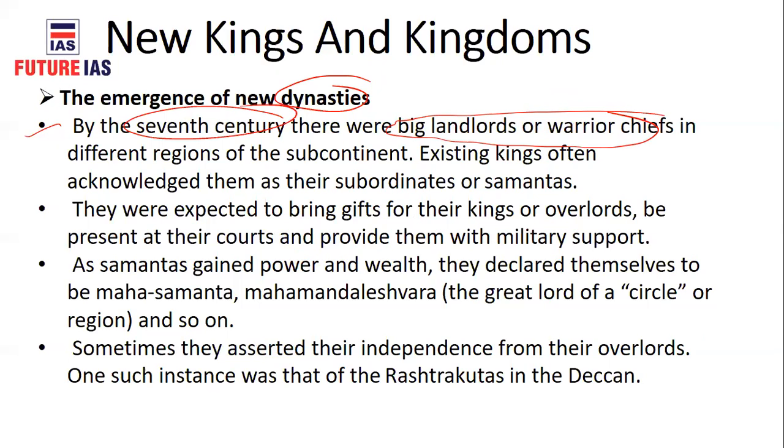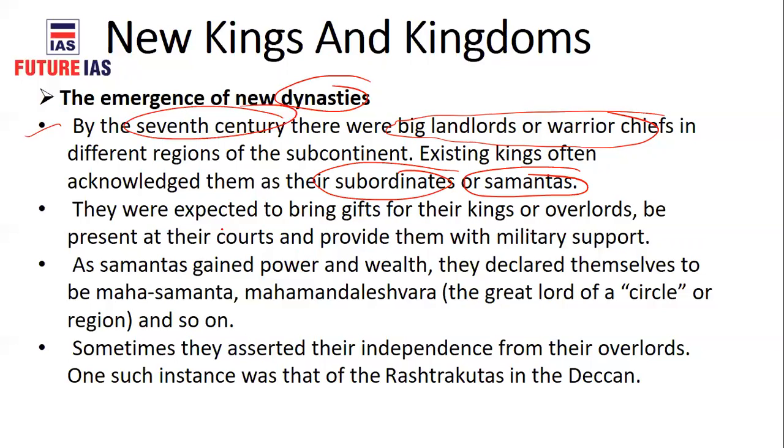Now, you must understand the existing kings which were there often acknowledged them as their subordinates, or sometimes they are also called samantas. So these samantas in the 7th century were nothing but big landlords or warrior chiefs, who were often giving support to the chiefs or the kings. And they were considered subordinates or samantas of the king.